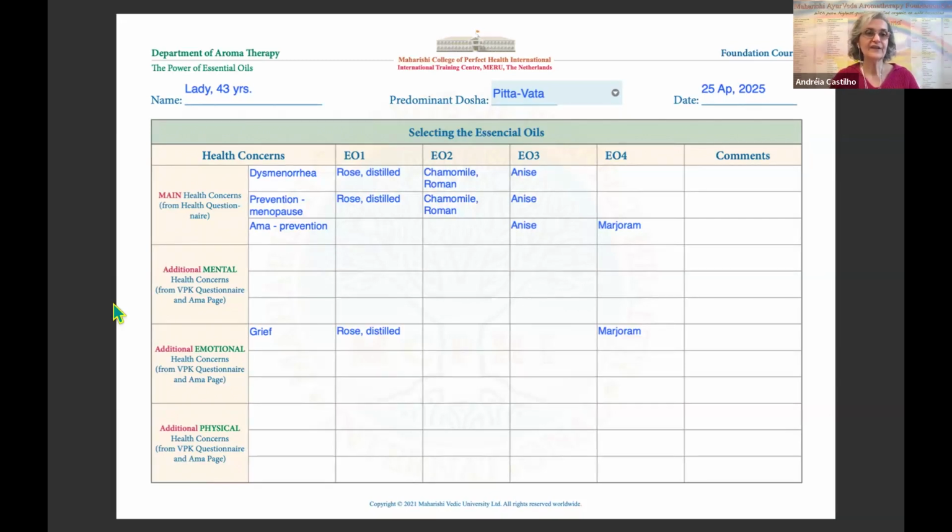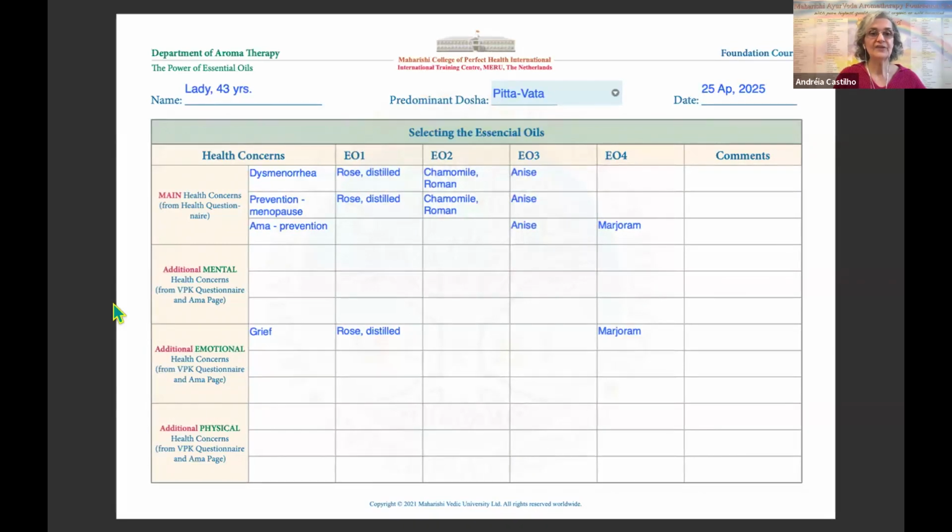So this, in this case here, is a lady. She is 43 years old. She's a Pitta Vata. And her main complaint was dysmenorrhea. Dysmenorrhea means irregular menstrual cycles. So sometimes she has, sometimes she doesn't. And she's 43 years old. She didn't complain about menopausal symptoms, but the dysmenorrhea may be a sign that menopause is on the horizon. So just as prevention and just to show you that the same essential oil can address both issues.